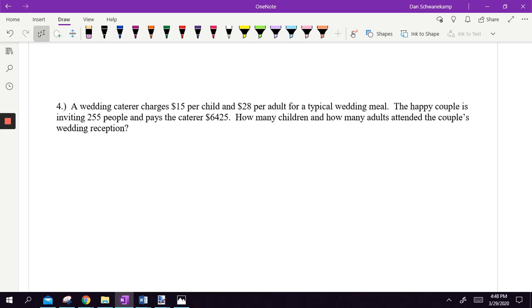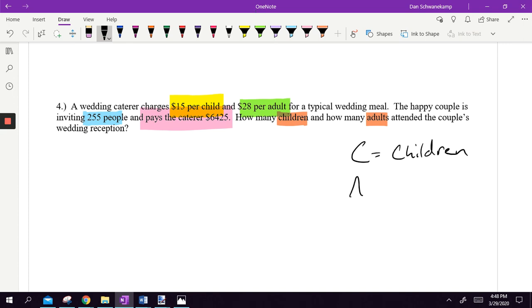Let's do another one. A wedding caterer charges $15 per child and $28 per adult for a meal. The happy couple is inviting 255 people and pays the caterer $6,425. Food is expensive. How many children and how many adults attended the couple's wedding reception? So we're looking for totals. Hopefully you see the two things we're looking for, children and adults. So children is going to be C. A is going to be adults.